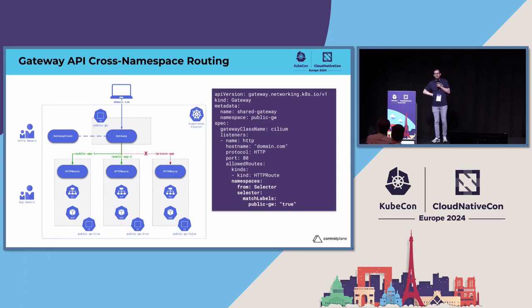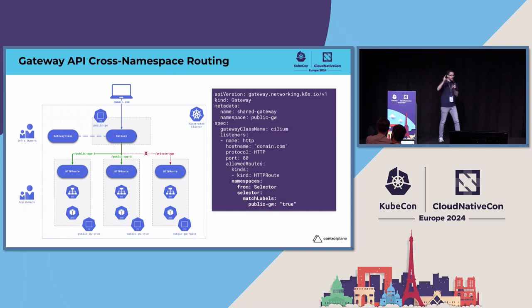This is a bit of a newer feature. I'm not sure how many of you are familiar with the Gateway API. This is GA since October 2023. I wasn't really familiar with it, but when I started researching it a little bit more, I came across a very interesting feature they provide, which is called cross-namespace routing. And this basically allows us to implement separation of duties with a centralized gateway management, where the gateway is instantiated in a platform namespace, and different HTTP routes can be implemented into application namespaces.